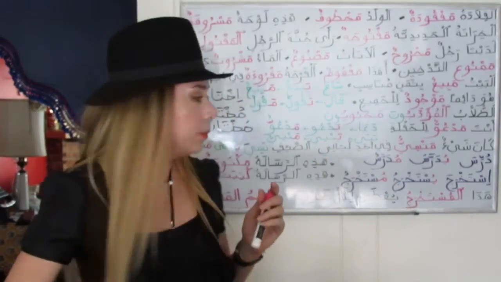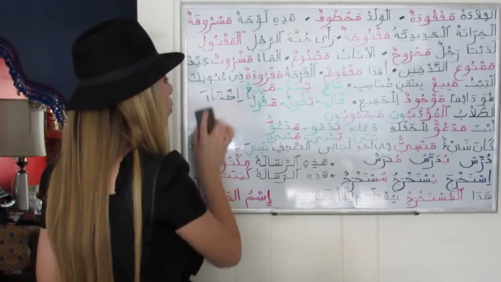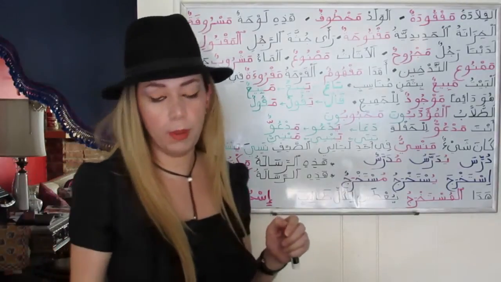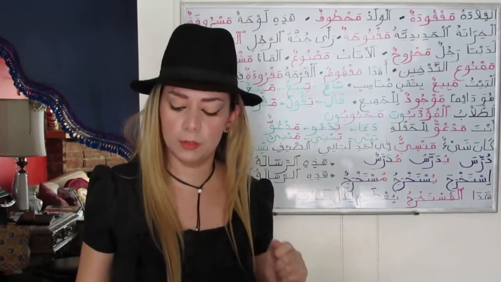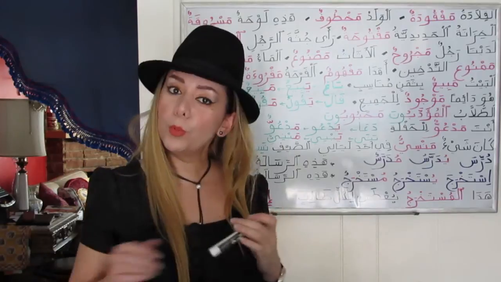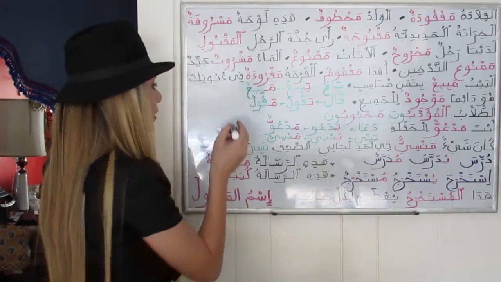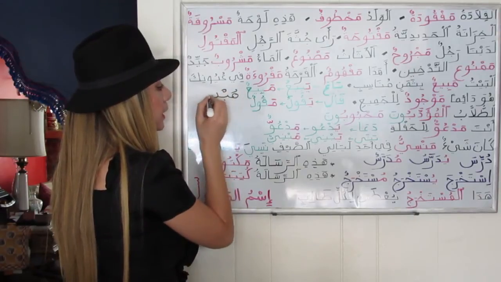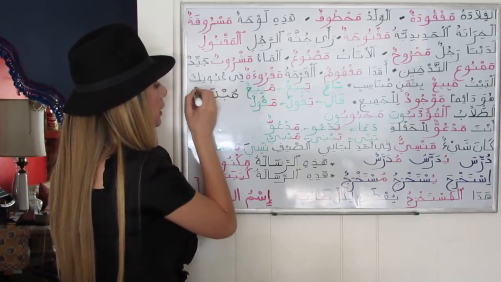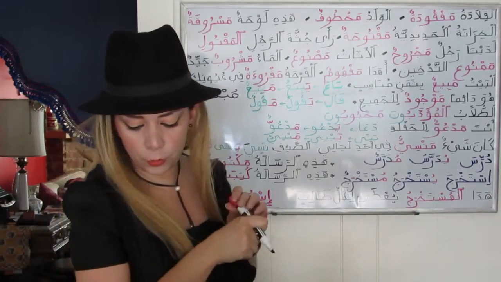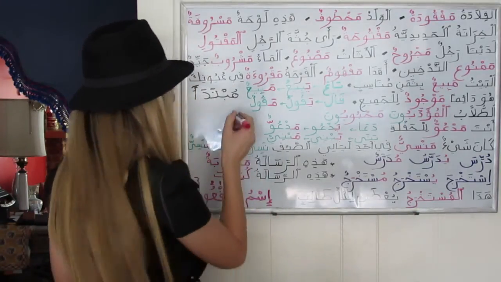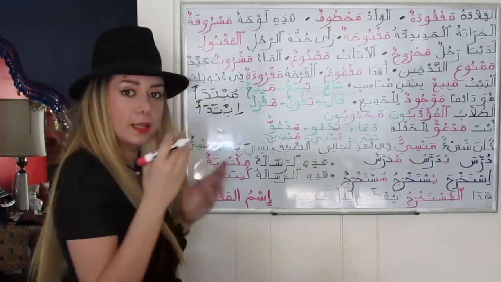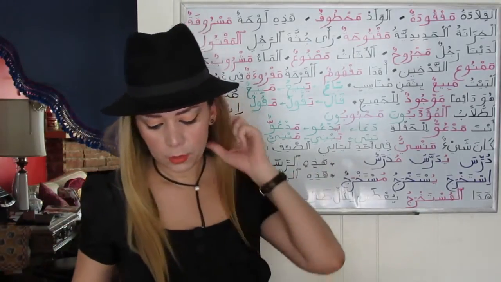Now, let me recall some words that you have already heard before and maybe you didn't know that it was a passive participle. For example, مبتدأ. مبتدأ, subject of a sentence. When we have مبتدأ and خبر, subject and predicate. So مبتدأ is from the verb ابتدأ. It's form 8. ابتدأ, to begin. Okay?